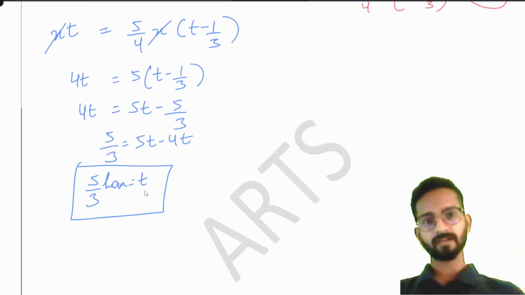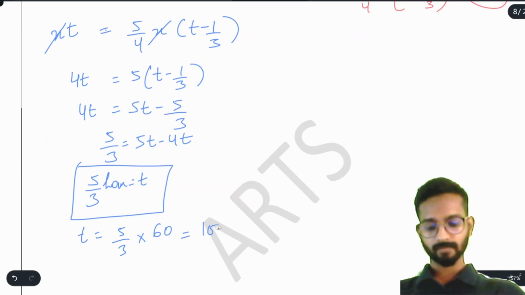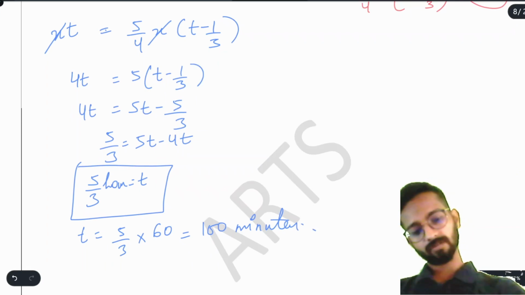Now you can also write it in minutes, there is no problem. If you have to convert 5 by 3 hours into minutes, multiply by 60, it will become 100 minutes. Simple enough. Now question number 9.